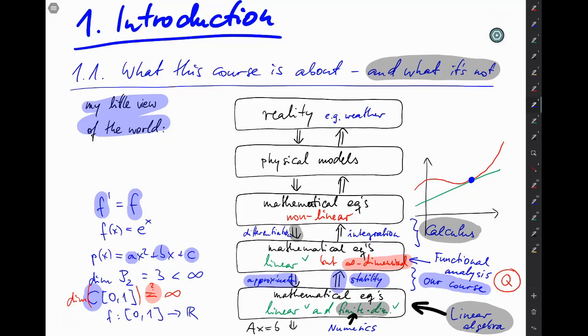Talking about this, what is functional analysis? This will be the subject of our chapter 2. But maybe now we could already talk about why it is called functional analysis. Why analysis if it's the big brother of linear algebra? The answer is not too difficult.